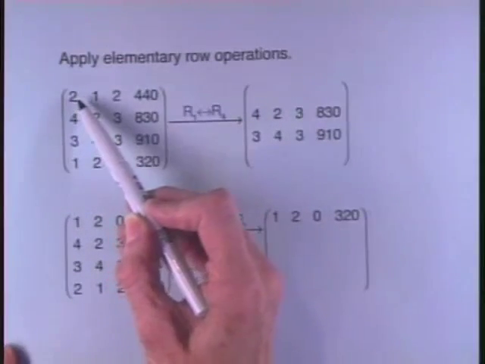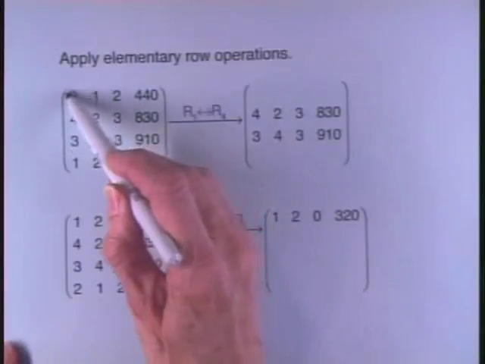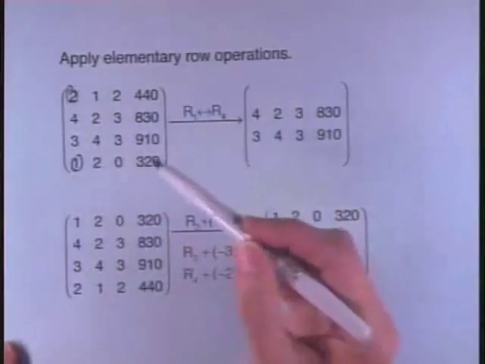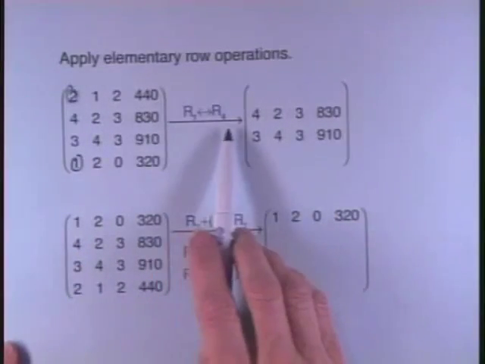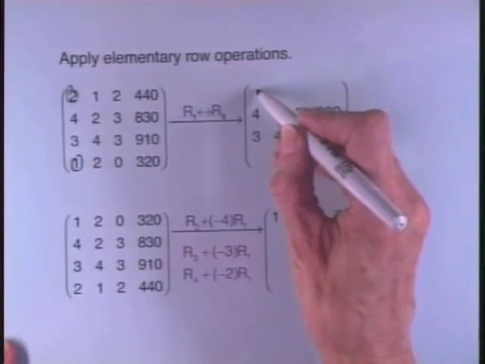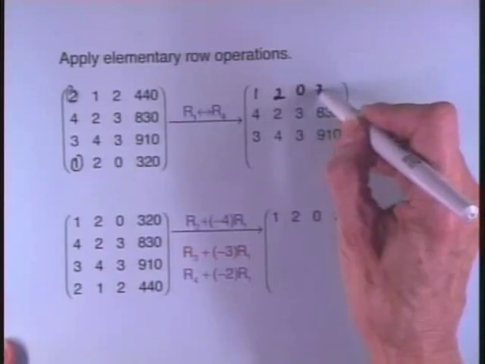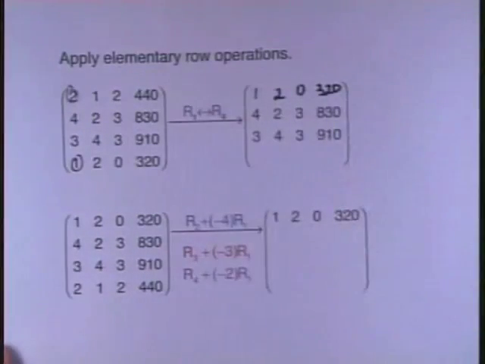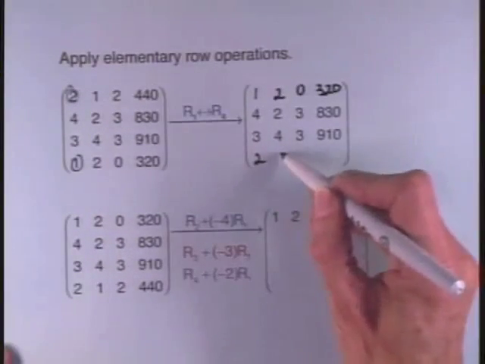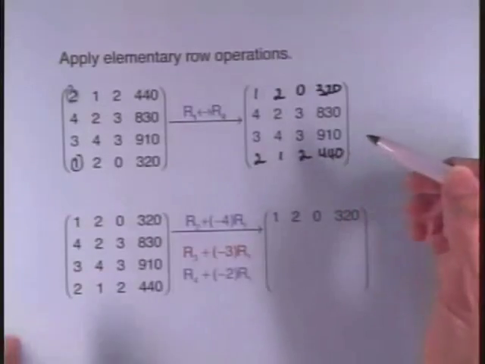We need a leading 1, and in this case we don't have a leading 1 in the first row, first column. But we do have a leading 1 in the fourth row. So our first operation is to interchange row 1 with row 4. Our new row 1 is 1, 2, 0, 320. And the new row 4 is 2, 1, 2, 440.